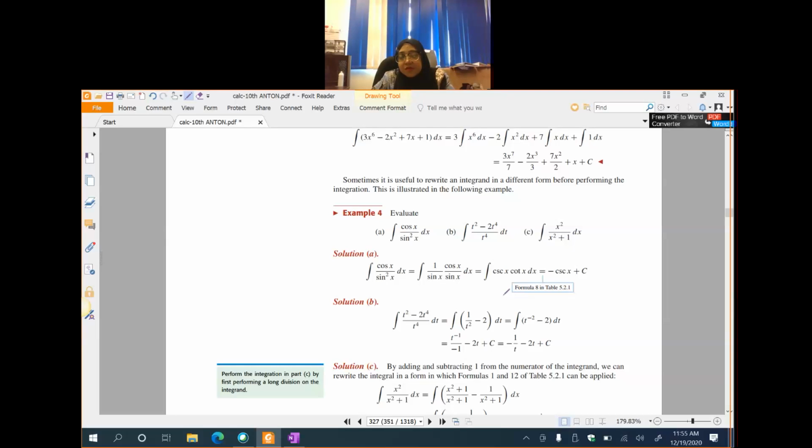Is there any other method on how to solve these integrals? What do you think? Do you think there's another or maybe a better way to solve these integrals? What about substitution? Is it possible? Let's try substitution.